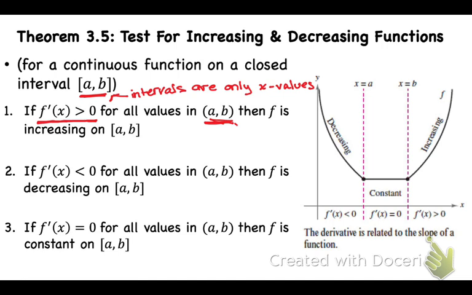Okay, so in number 1, AB is also an interval? Yes. Now let me go through it again. I'm going to read it again and explain as I go. If the derivative of x is greater than 0, meaning it is positive, for all values between a and b, then F is increasing from A to B inclusively.